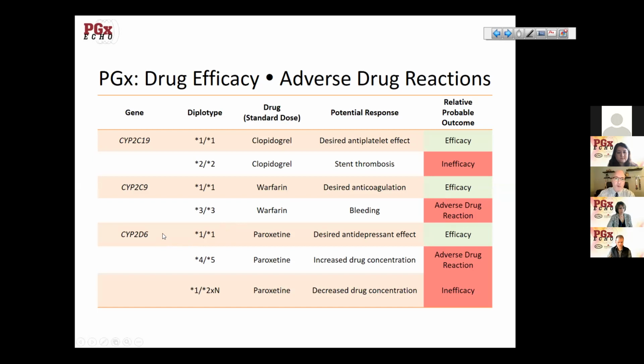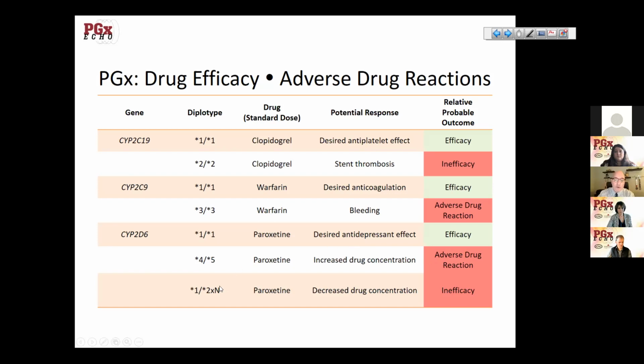The final example on this slide is with CYP2D6. And here we have a star one, again, normal metabolizer, the patient receiving the drug paroxetine. We would expect the desired antidepressant effect, notwithstanding other issues. Of course, that's the case with all drug therapy, right? And if we have that antidepressant effect we desire, we have efficacy. Now, a star 4, star 5 individual with CYP2D6 is a poor metabolizer. So again, that increased exposure, and so potential for adverse drug reactions.